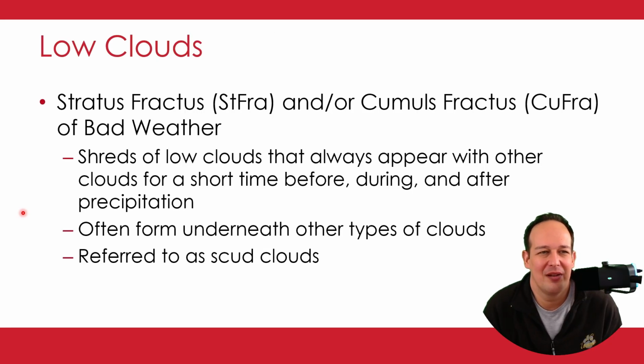Okay. Another type of low cloud will be stratus fractus and or cumulus fractus. And so whenever you see these, they're always going to be present when there's worse weather around. And so these are just little shreds of clouds that are really low to the ground, maybe like 50 to 100 feet, maybe 200 feet above the ground, below the nimbostratus clouds, below the cumulonimbus clouds. So these are just like a type of scud cloud that develop closer to the surface than the storm clouds.